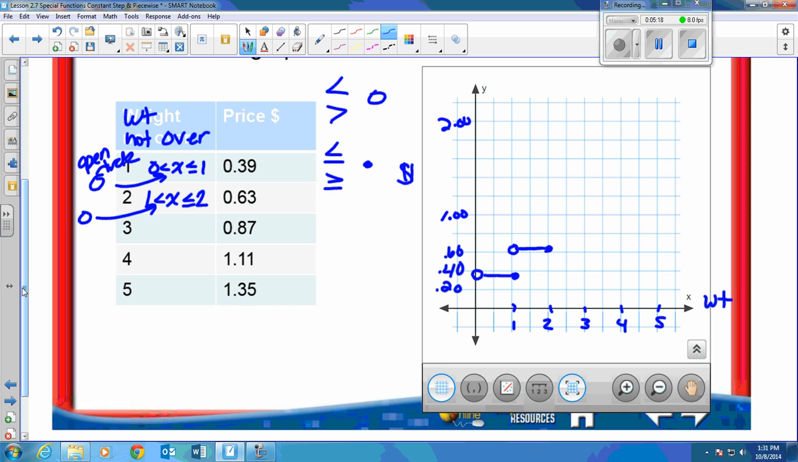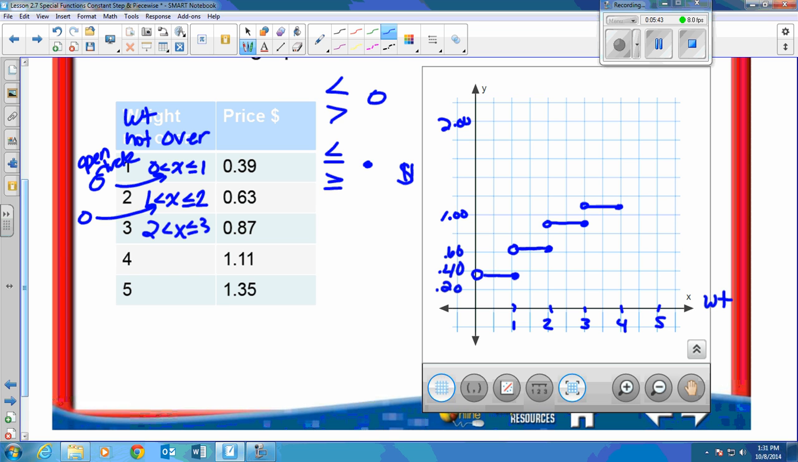All right, and we're just going to keep going. So anything over 2 but less than or equal to 3 is 87 cents. So over 2, here's 80, here's 90, close to 90. That would be 87 cents. Over 3 and up to 4 would be $1.11.